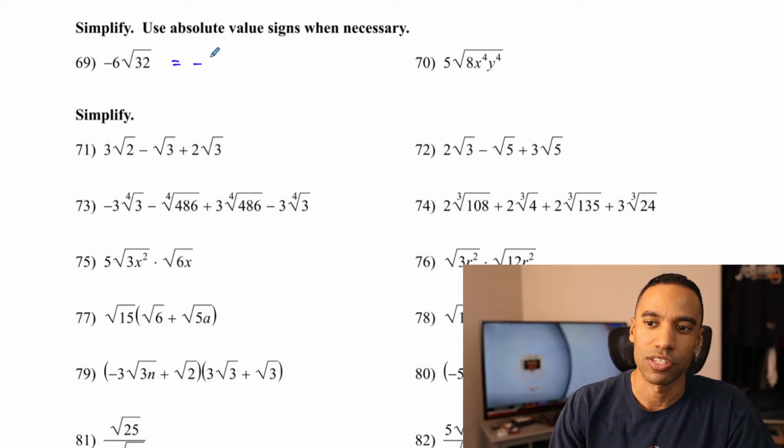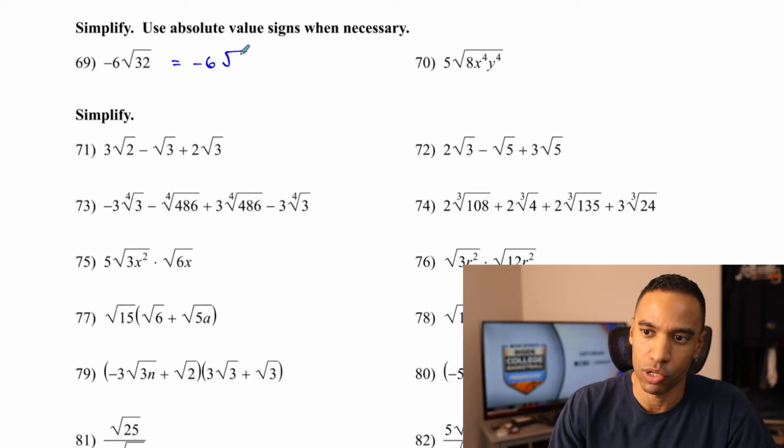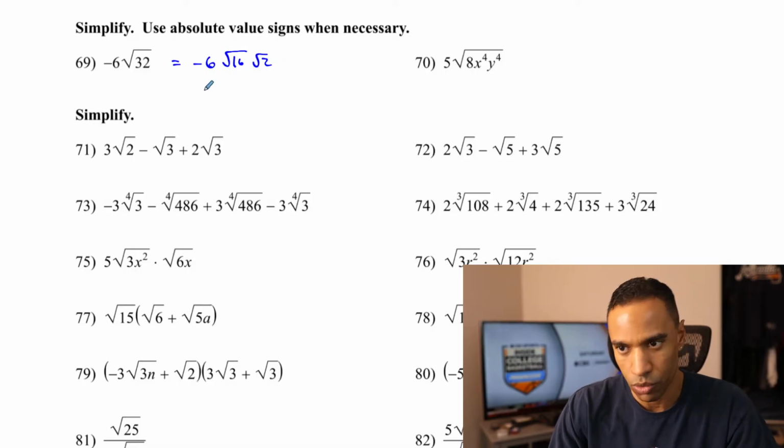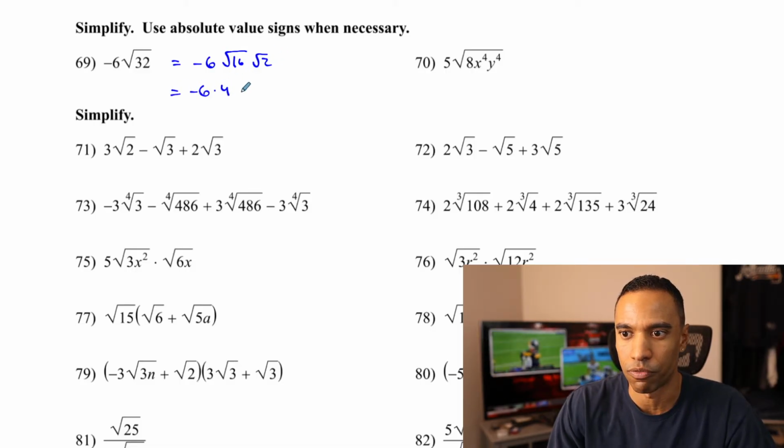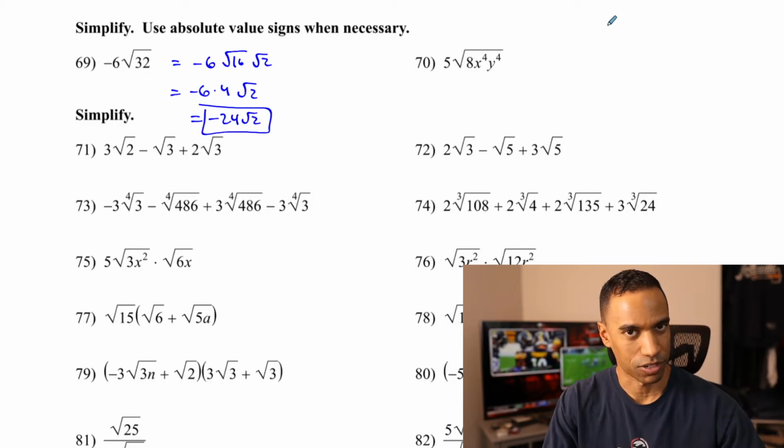All right, this is -6 times the square root of 32, which is root 16 times root 2. I'm not going to get deep into that. I'm going to do it for this problem. After that, I probably will not. -24 root 2. That's the simplification.